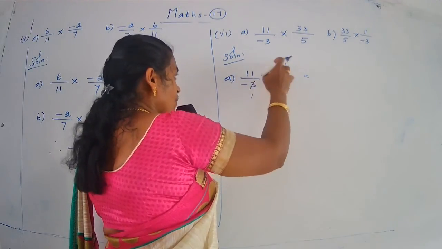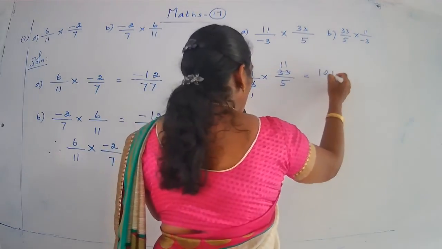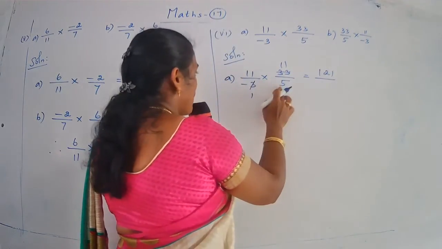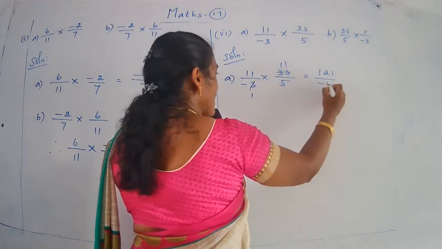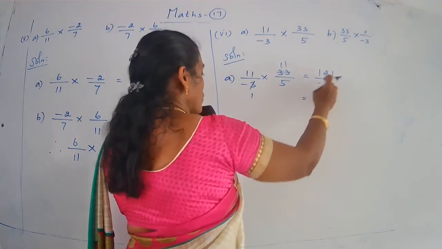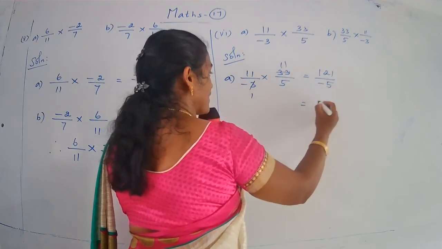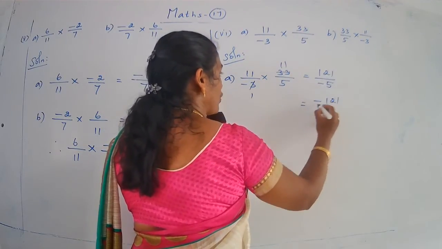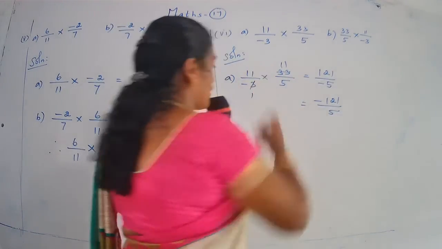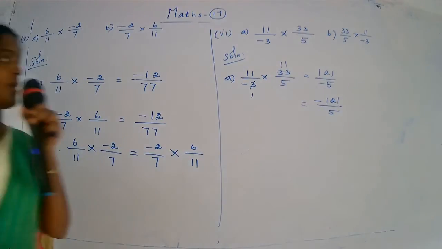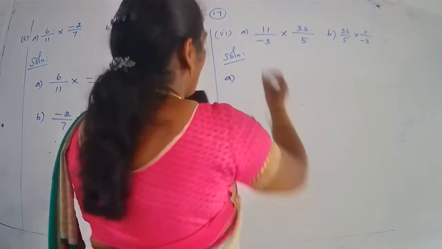B part is 33 upon 5 into 11 upon minus 3. Here also this rational number has a negative integer in the denominator. Okay children. So first of all you convert it. 33 upon 5 multiplied by 11 upon minus 3 can be written as minus 11 upon 3. Now numerator 33, denominator 3. So in between common factors are there. Yes. So now you divide it. 1 3 is 3.